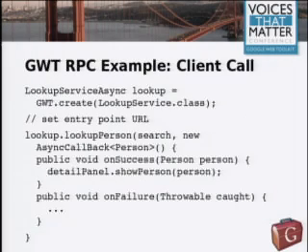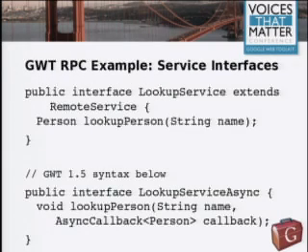Here's an example of how you would actually use this. So you declare the variable that's going to store the interface for the async interface, and you call GWT create, passing it the synchronous interface. GWT create is special in that the compiler is actually going to generate code for you. In this case, the RPC generator, since lookup service extends remote service, knows that this is something that the RPC generator needs to apply to.